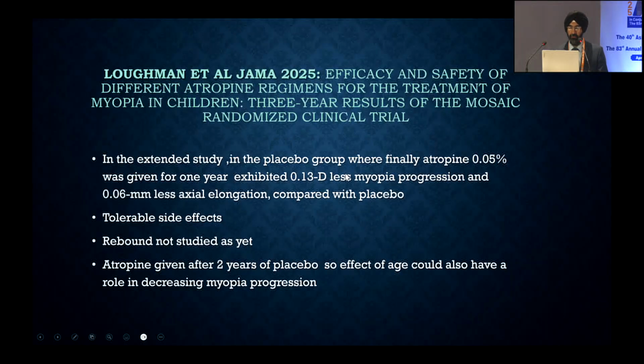Obviously they gave placebo first, and after that they gave atropine 0.05% for 1 year. The decrease in myopia progression and axial elongation was not that significant compared with the placebo. The side effects were tolerable. Rebound again not yet studied. So the only issue was that atropine was given after 2 years of placebo, so the effect of age could also have a role in decreasing the myopia progression because it was given after 2 years.